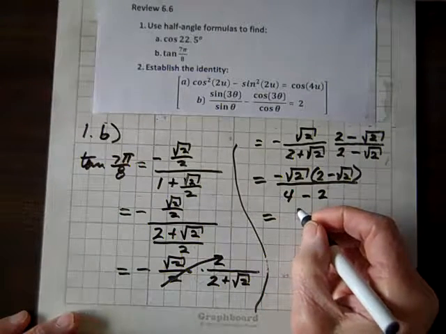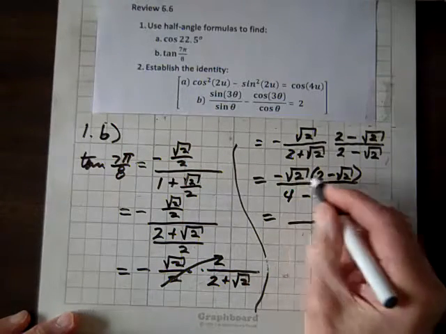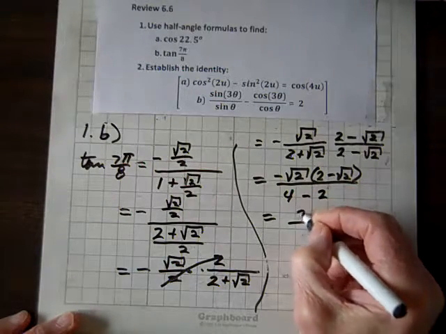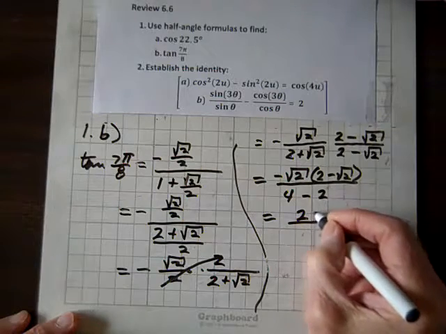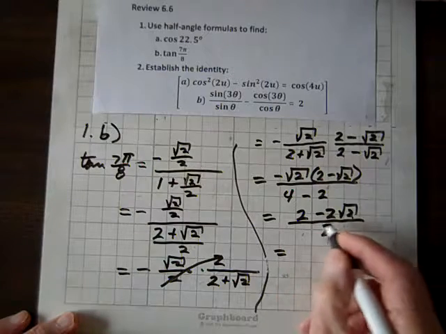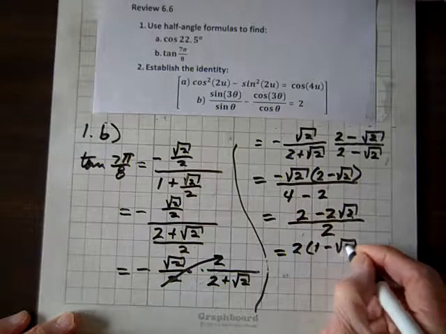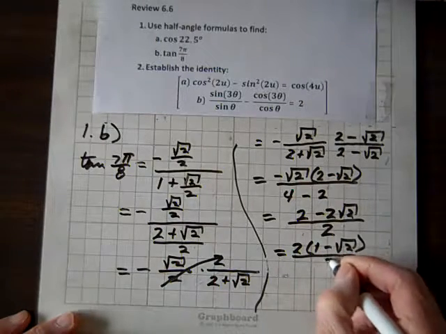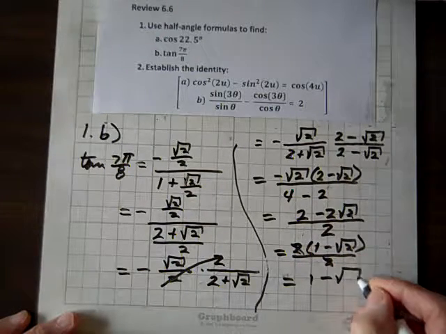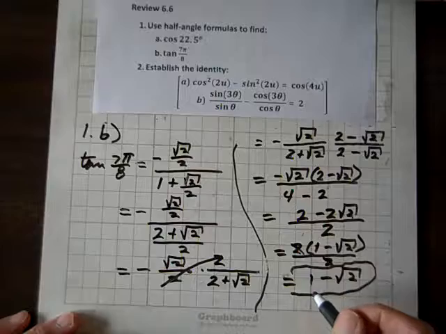Now, so downstairs we have a 2, and now let's distribute this root 2, and negative root 2 times negative root 2 is positive 2, and negative root 2 times 2 is negative 2 root 2. And now the 2's will divide out, so I get 2 times 1 minus root 2 all over 2, and these 2's divide out, and we get 1 minus root 2. There's a lot there, but it's a good refresher, very good problem to practice.